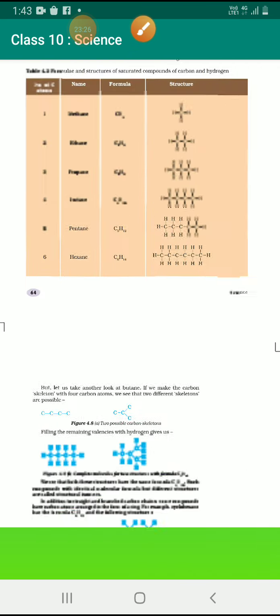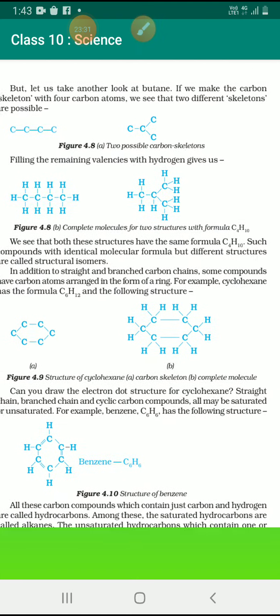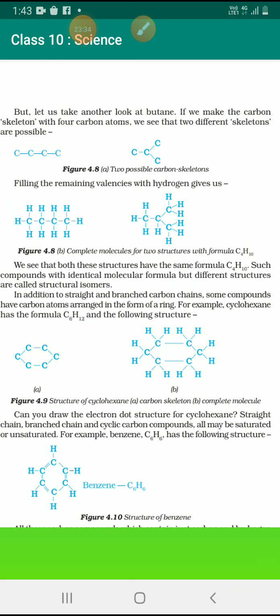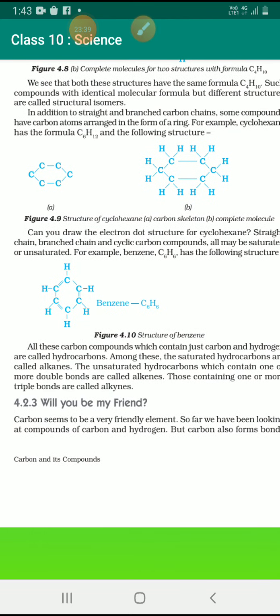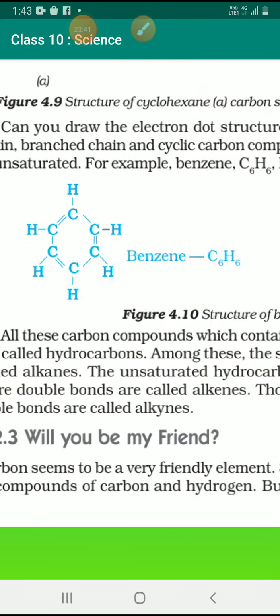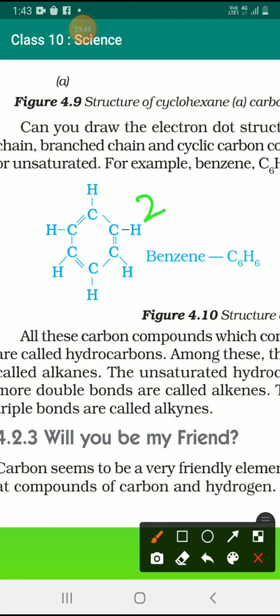Got it? So here we can see this is straight, this is branched, and this is called the closed chain. Now we are going to discuss a very important aromatic hydrocarbon compound, that is benzene. The benzene structure is also very important for 2 marks. They may ask you to draw the molecular formula and structural formula of benzene.